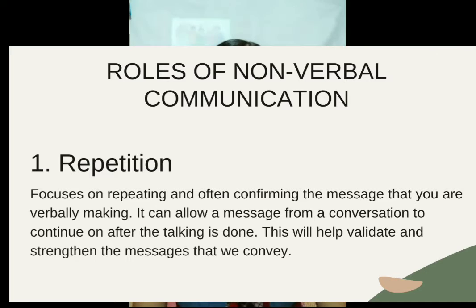Next, let us move to the second topic, which is the roles of nonverbal communication. So without any further ado, here are the following 5 roles of nonverbal communication. One is repetition. This focuses on repeating and often confirming the message that you are verbally making. And it can allow a message from a conversation to continue on after the talking is done. So the types of nonverbal communication that can be used for this role are eye contact, facial expressions, gestures, touch. And this will do the natural process.